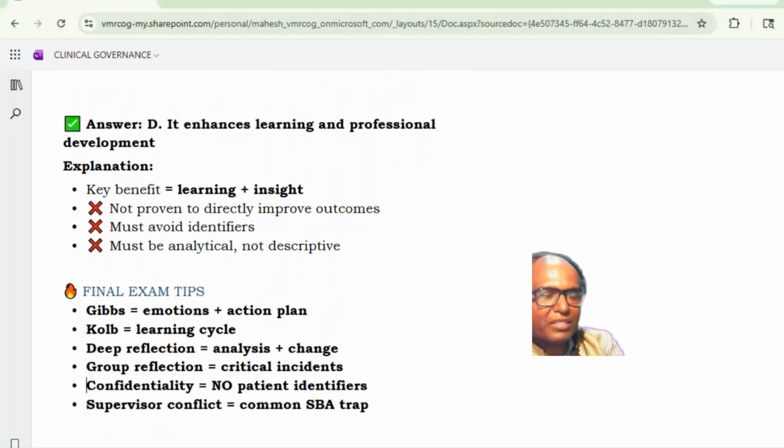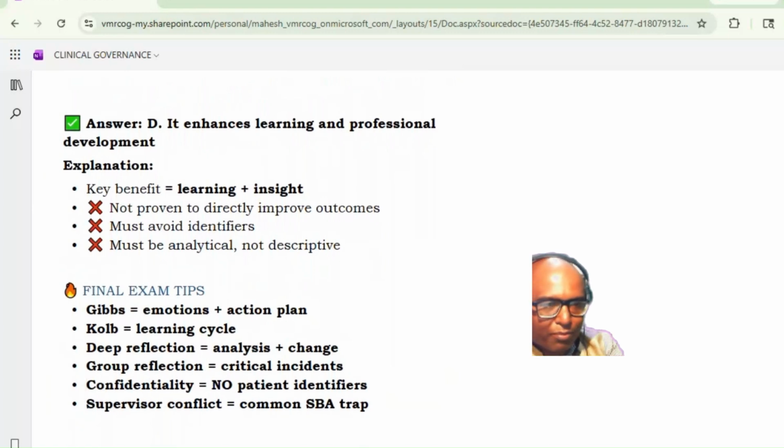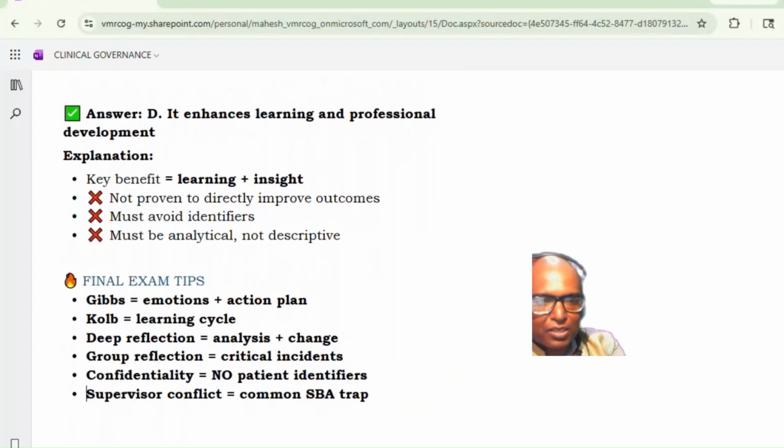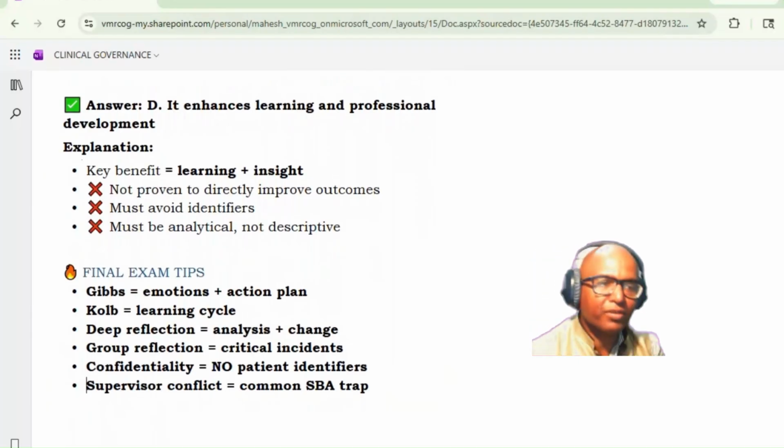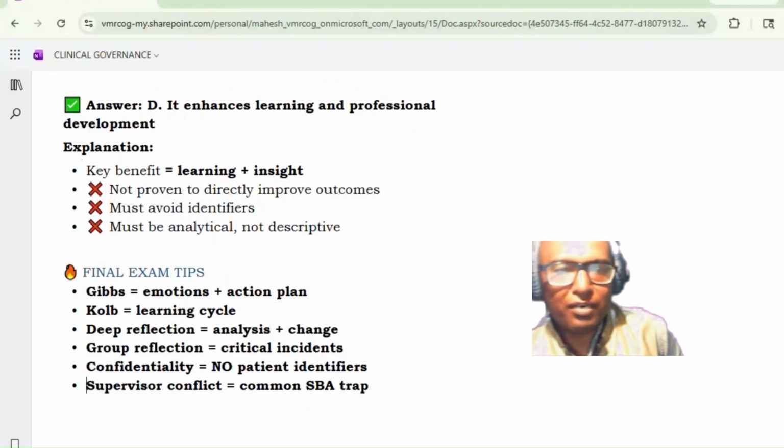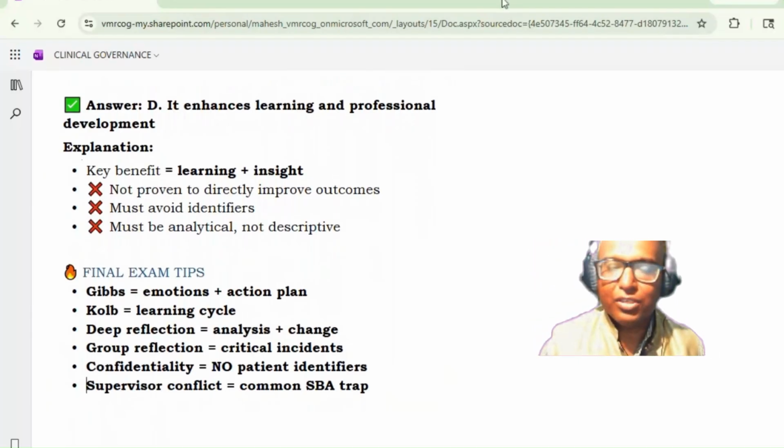Okay, so from an examination point of view, Gibbs cycle involves emotions and action plan. Kolb cycle is a learning cycle. All four components should be there. Deep reflection is analysis plus change. Then group reflection talks about critical incidents. Okay, confidentiality: no patient identifiers should be included, and supervisor conflict can be there, which may be asked in the SBA. So that finishes the topic of reflective practice, understanding the reflection. Thank you.